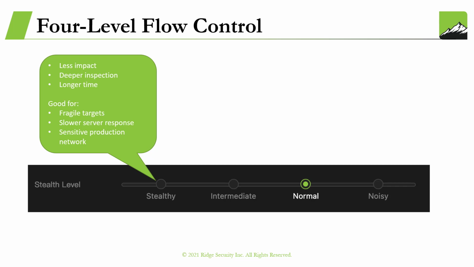For a large-scale network, or a network with a slow connection, it might not be feasible. However, it might be the only choice in a situation where the target is fragile due to limited resources. For a sensitive production environment, the stealthy mode is a good choice to start with.